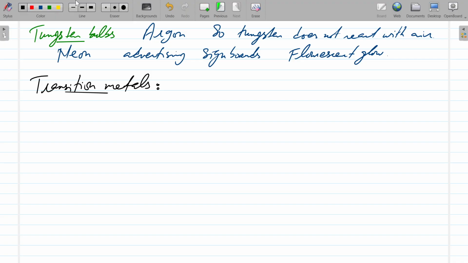Okay, so as I mentioned, the transition metals contain a lot of the metals that we are familiar with. For example, iron, so the symbol for that is Fe. Copper, Cu, and gold, Au, zinc, nickel, all of this.